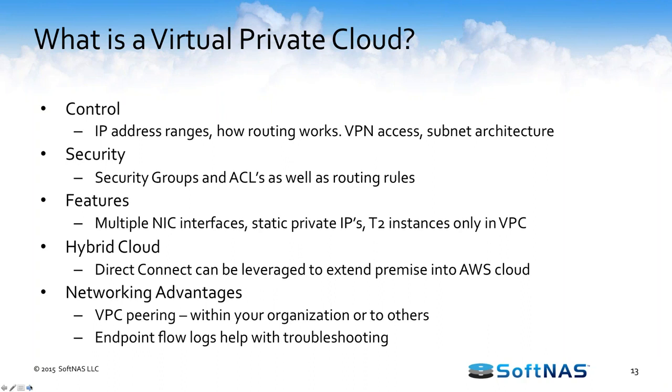There are also network advantages, such as VPC peering, where you can connect your VPC to another VPC. This could be done within your organization, or you could use it to connect to other organizations for specific services or access if required. Plus, you have things like flow logs that can help you troubleshoot connectivity issues you may be having gaining access to specific services within the VPC itself.